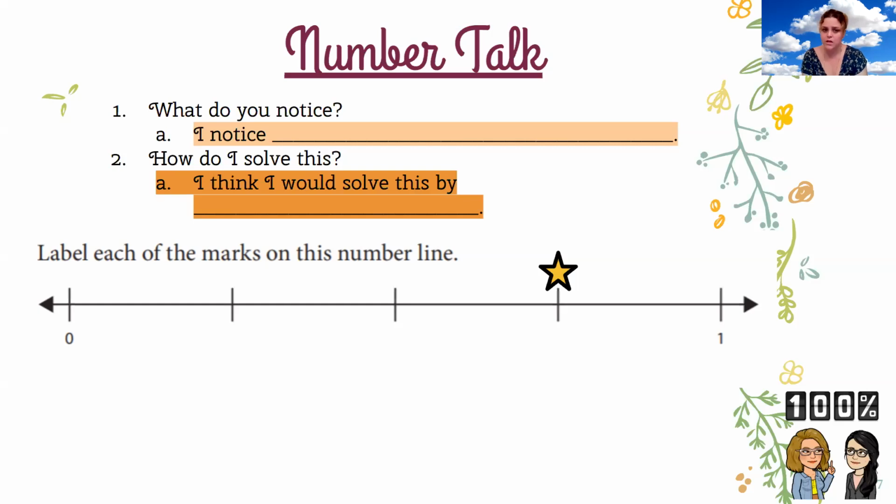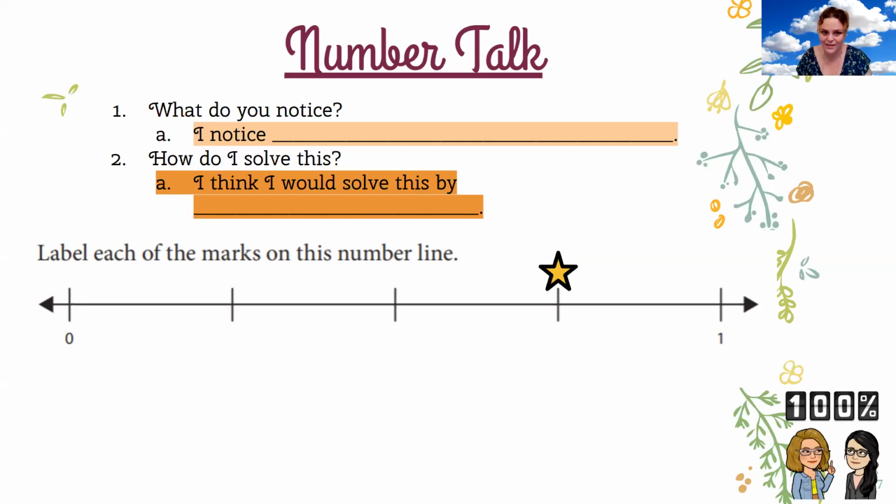Pause me to think, what do you notice? You're gonna write it down. I notice anything you notice about this number line. And number 2, how would I solve this? I think I would solve this by... pause me so that you can write that down, and write this number line in your math notebook as well with the star, the 0, and the 1.